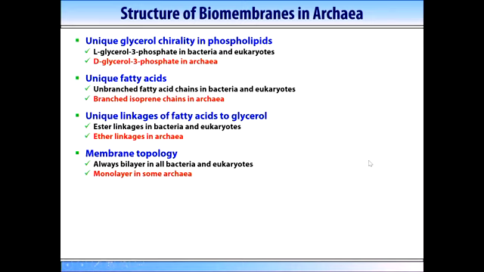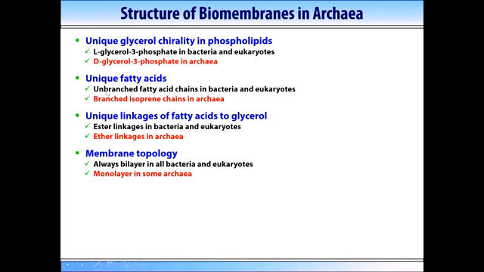We need to talk about the structures of biological membranes in archaea separately, because this group of organisms is actually very special. A long time ago when they were first discovered, they were even called archaebacteria, but they have actually less in common with bacteria than with eukaryotes. That's why for the last 10 or 15 years everybody calls them archaea. They're very special in terms of their membrane composition. Not all of them, but many. As we remember, most glycerol phospholipids contain L-glycerol-3-phosphate. In archaea, there is D-glycerol-3-phosphate.